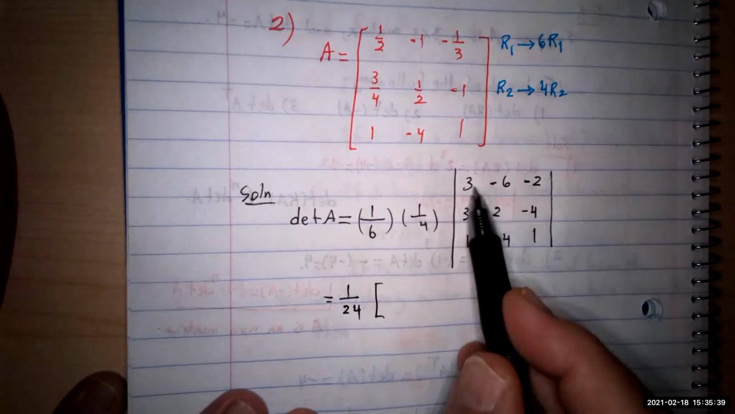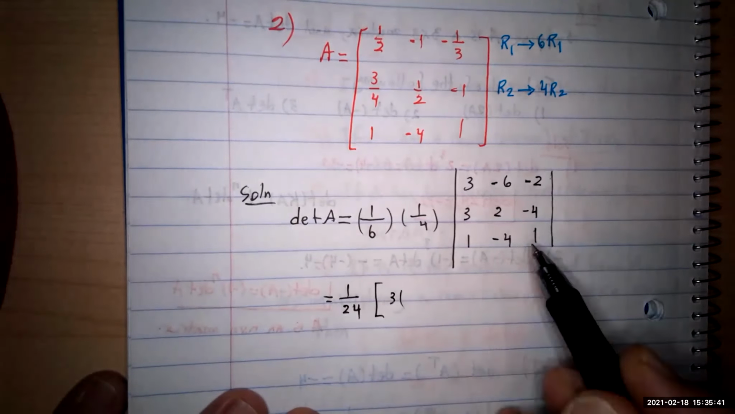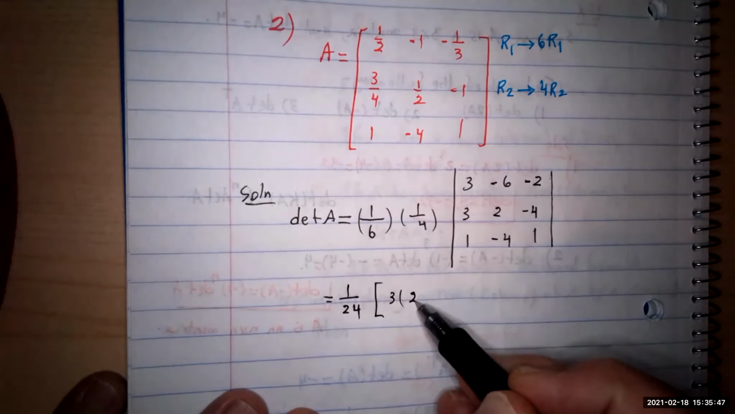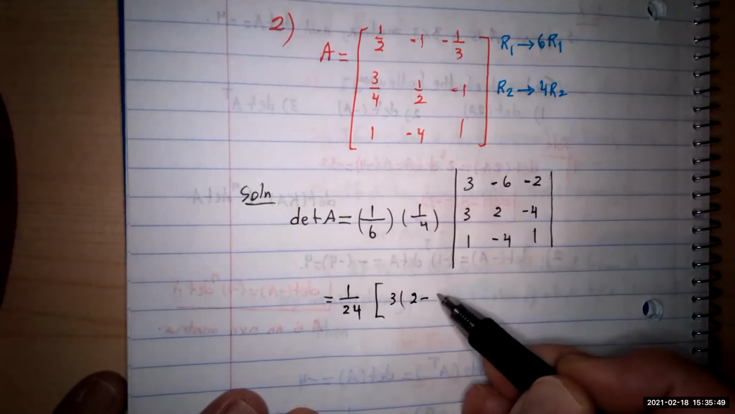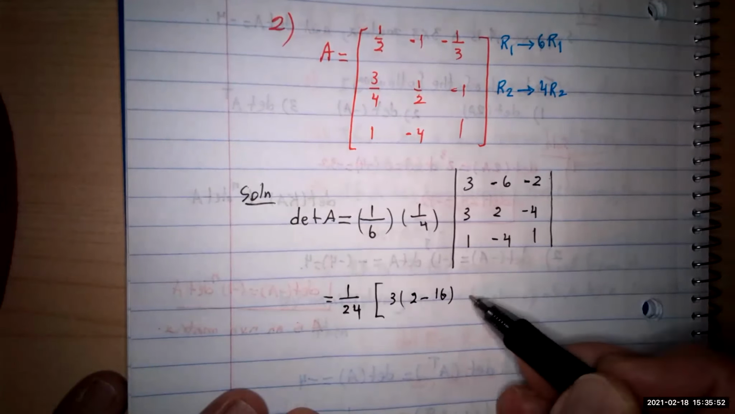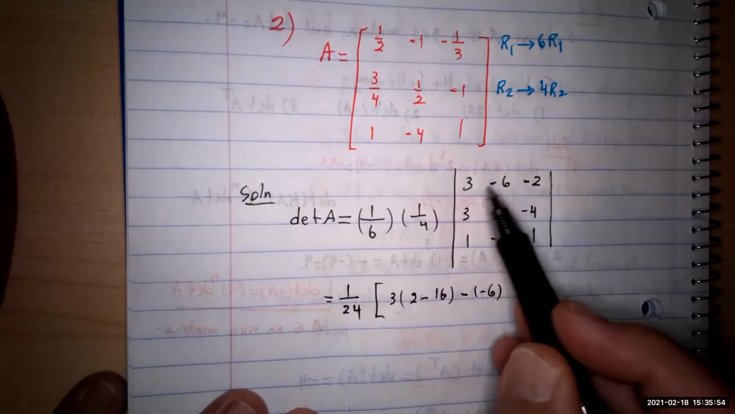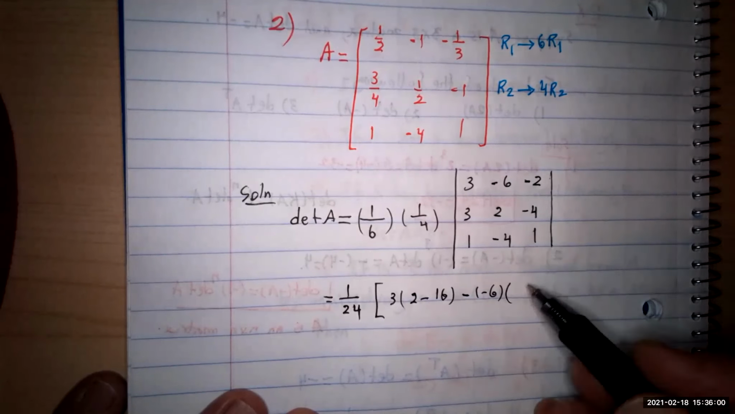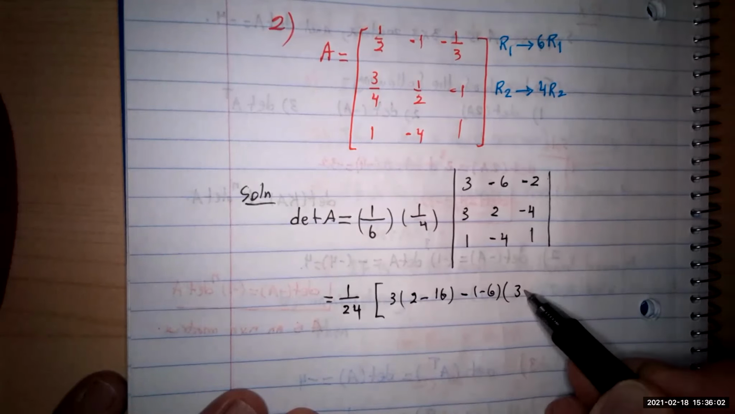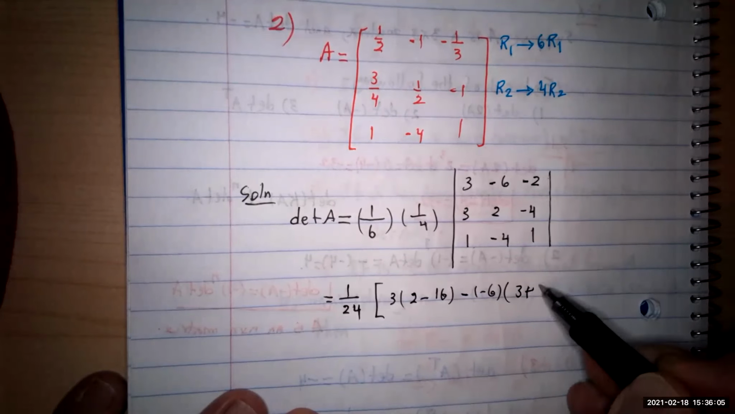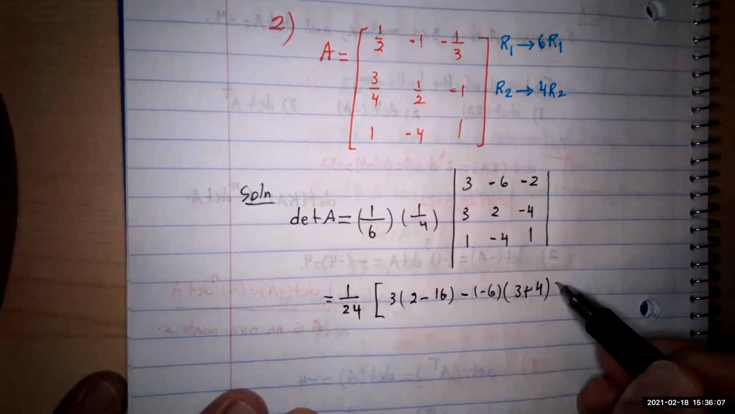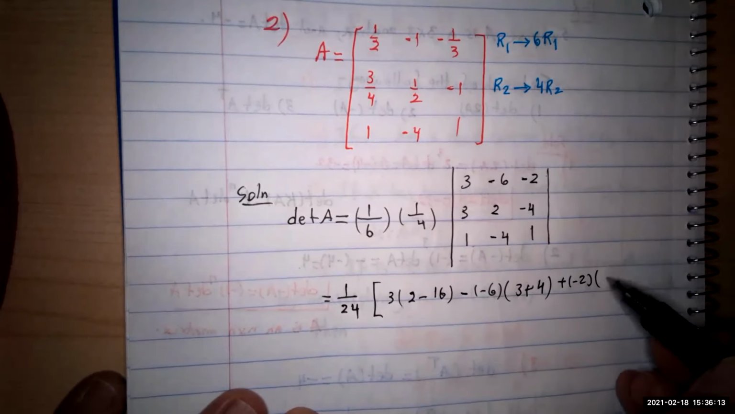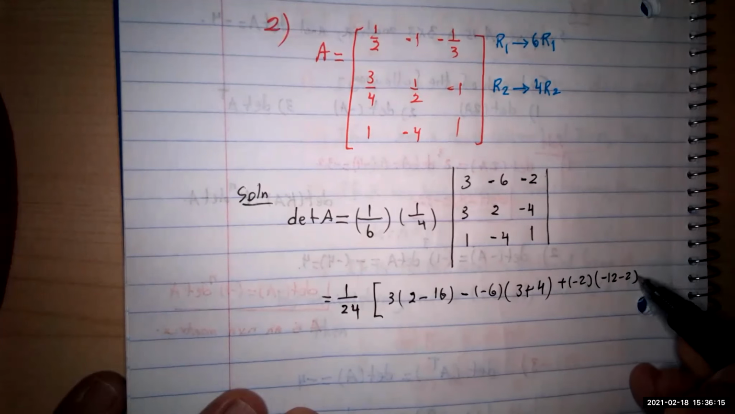I'm going to expand it over the first row, for example. It's going to be 3 times, you see, eliminate the first row, first column. So that gives you 2 minus, okay, it's going to be minus 16. Then it's going to be minus negative 6. Remember, positive, negative, positive. So eliminate the first row and the second column. So that gives you a 3 minus a negative 4, make it the positive 4. And finally plus a negative 2 times, eliminate. So that gives a negative 12, negative 12 minus minus 2.